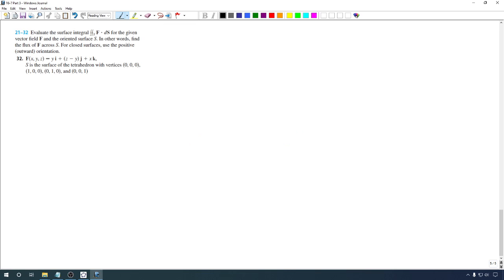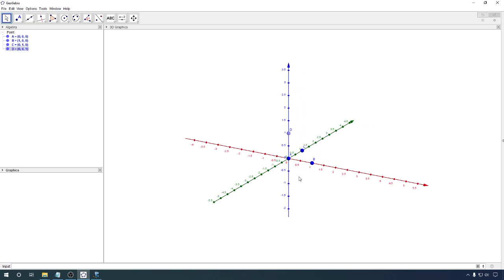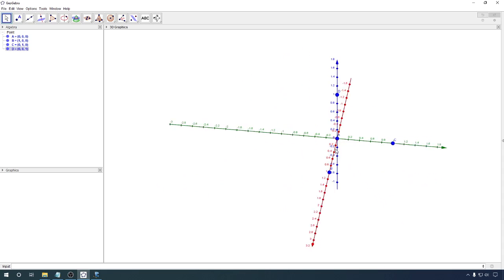For our last problem of this section, we're going to look at this surface integral where the actual vector field is y i plus (z minus y) j plus x k, and our surface is a tetrahedron. Let's go ahead and graph that tetrahedron. So it has the points (0, 0, 0), (1, 0, 0), (0, 1, 0), and (0, 0, 1). So kind of small, so we'll need to zoom in a little bit.